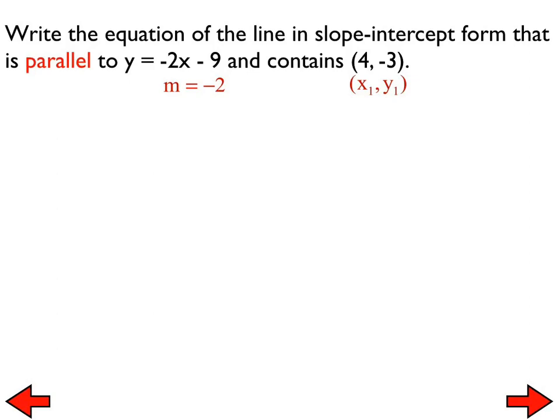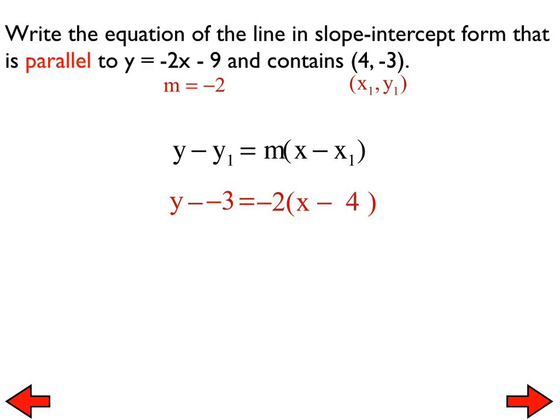All right, let's take a look at this. So we're using -2 for our slope, 4, -3 for our ordered pair. We substitute those in the right spots.